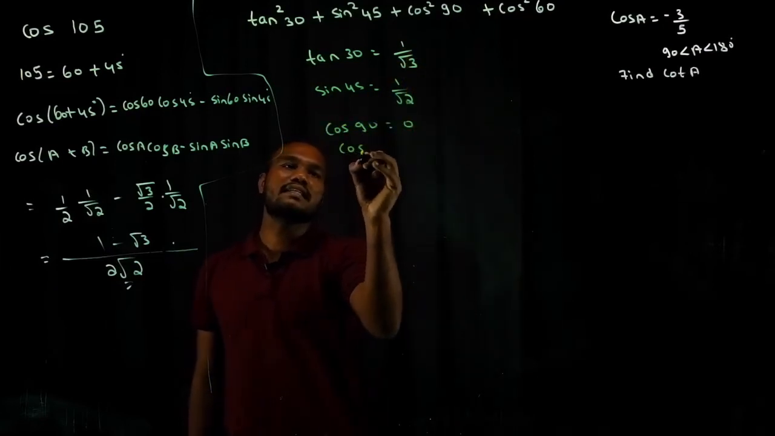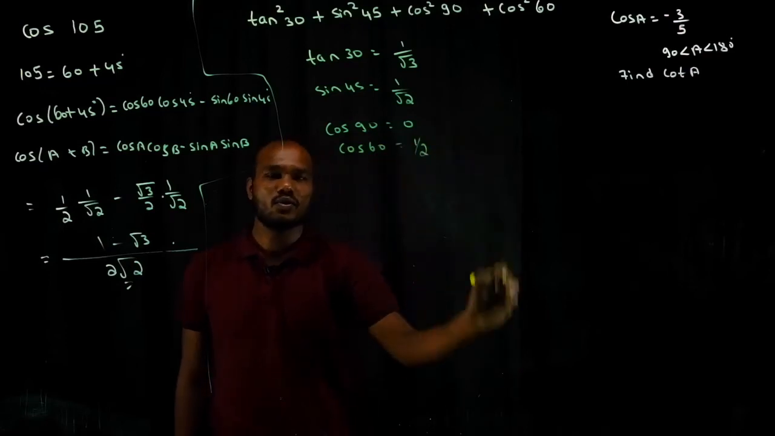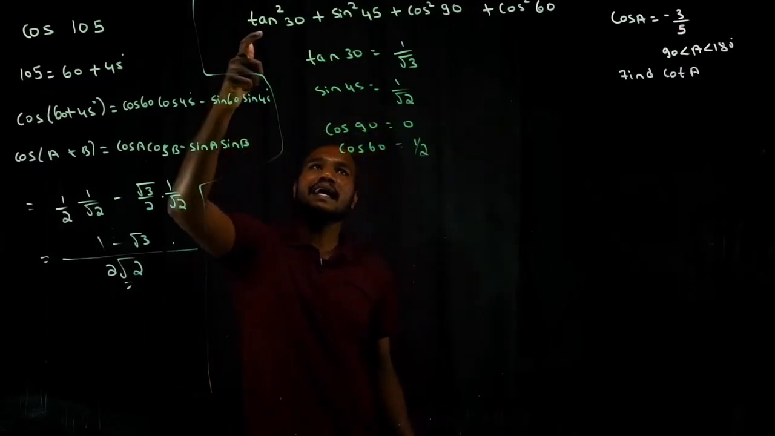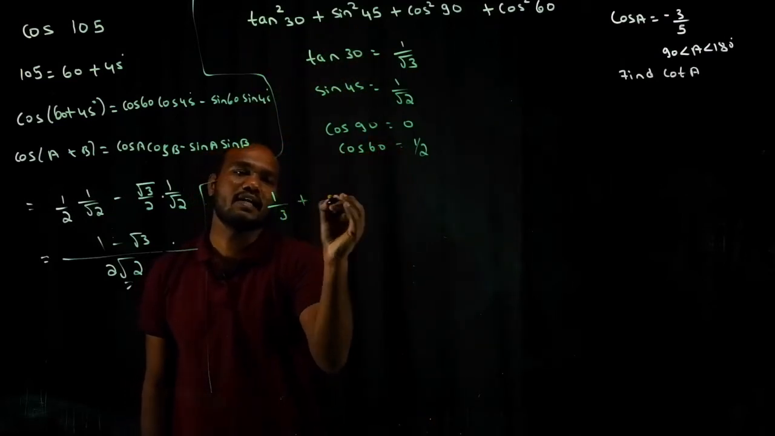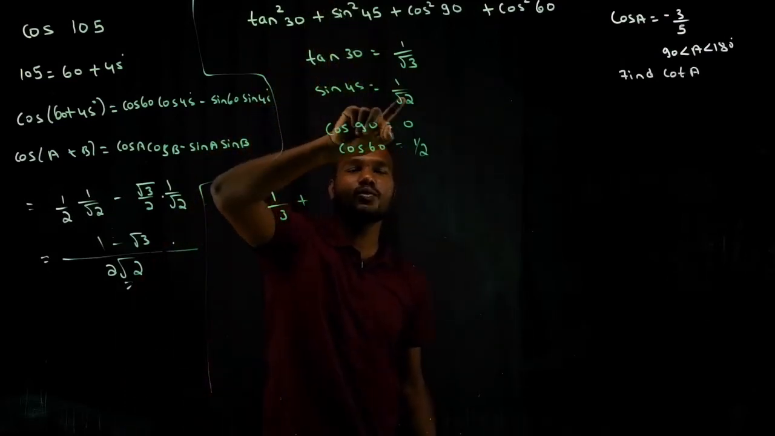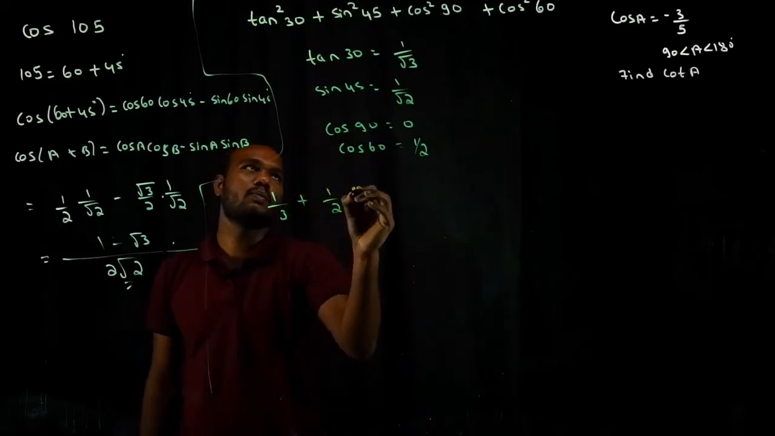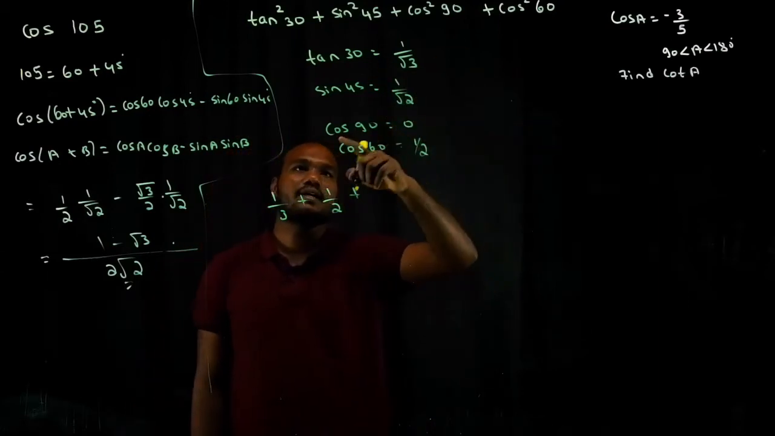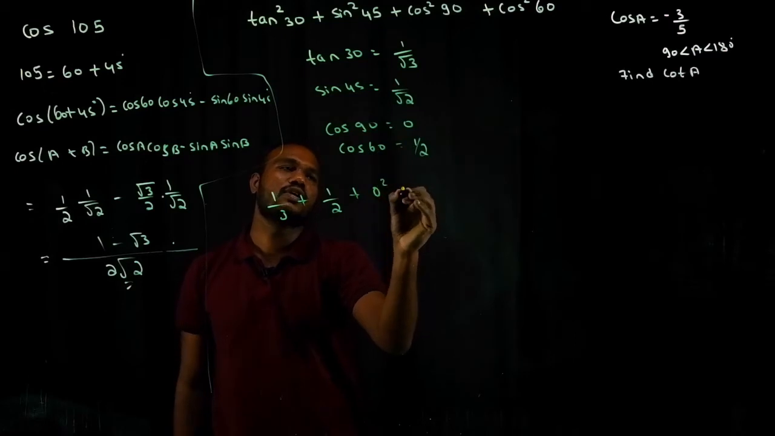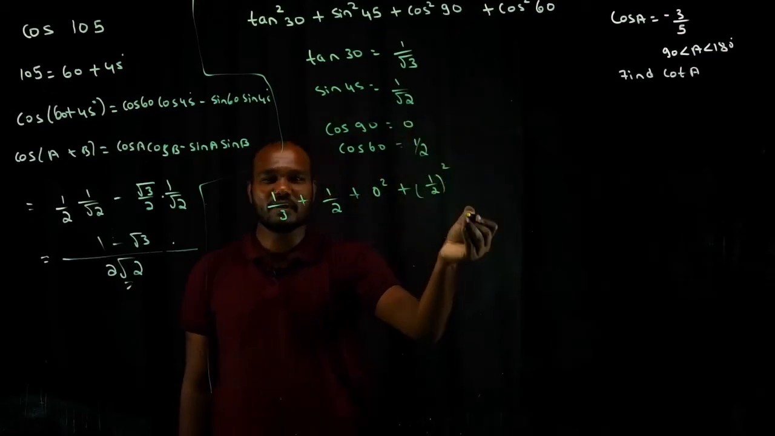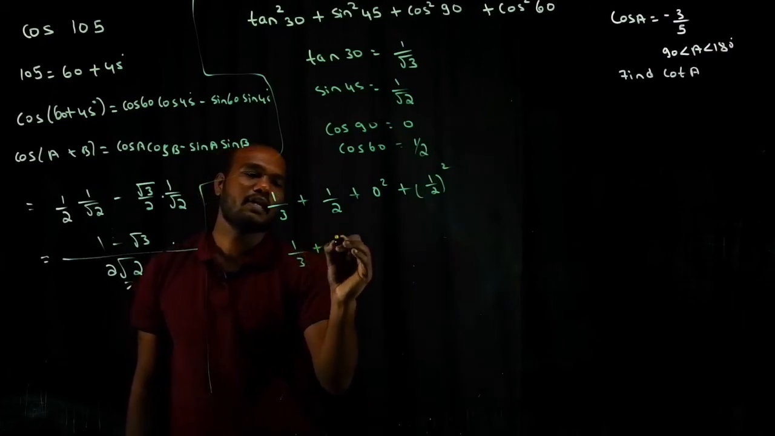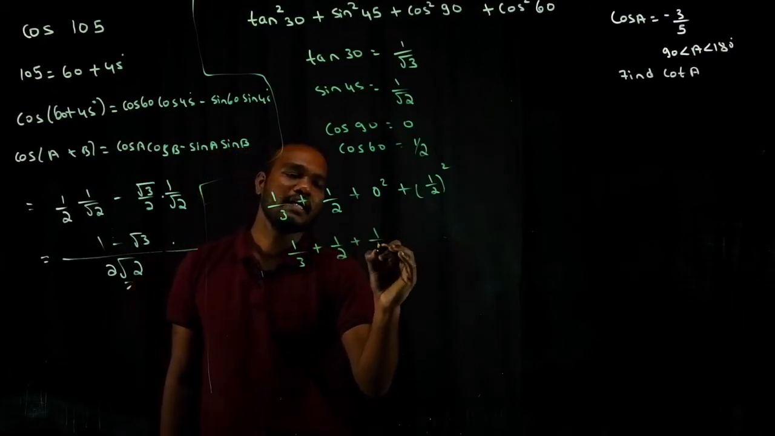And cos 60 degree is what? 1 over 2. So let's substitute all this. tan square, that is 1 by root 3 whole square, is 1 by 3. So 1 by 3 plus sine square 45, that is 1 by root 2 whole square, that is 1 by 2, plus cos square 90, cos 90 is 0, 0 square is 0 itself, no? Plus cos 60 is 1 by 2, 1 by 2 whole square, that is 1 by 4, just I have written it. 1 by 3 plus 1 by 2 plus 1 by 4.